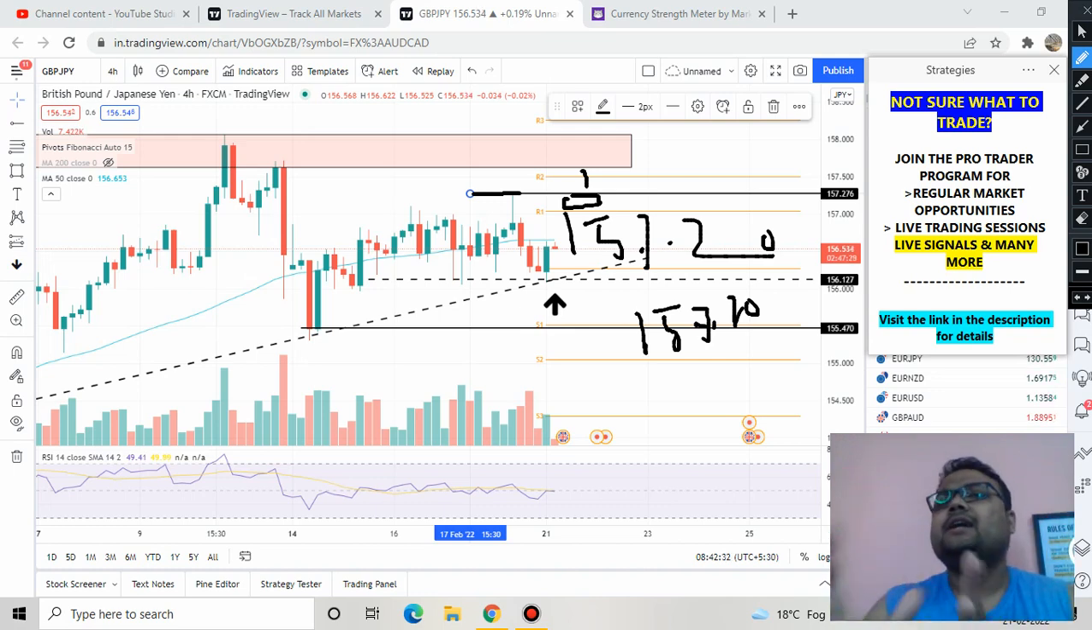So these are the trading opportunities that I see on the chart of pound yen right now. Keep in mind, this is my analysis. I can be wrong as well. So please follow strict risk management. And as we all know, the market is very news sensitive right now. So please be careful and trade wisely.